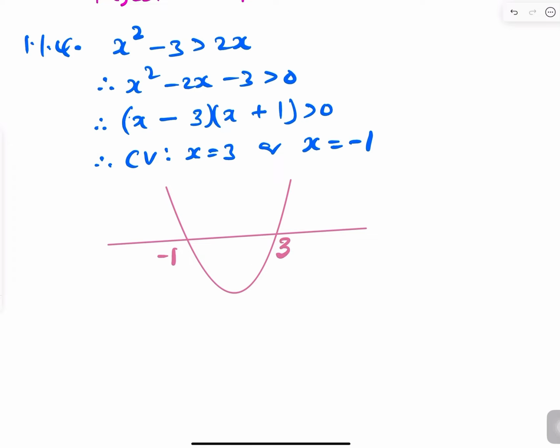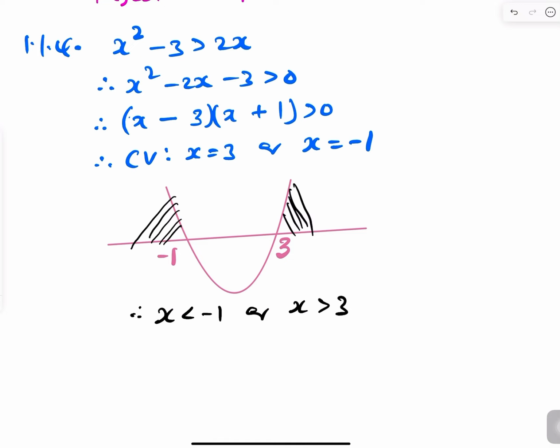So now they are talking about bigger than 0. Bigger than 0 basically means above the x-axis, which is that region. This is where your solution is going to be. So now the conclusion should be x is less than -1 or x is bigger than 3. That's how you're going to write that.